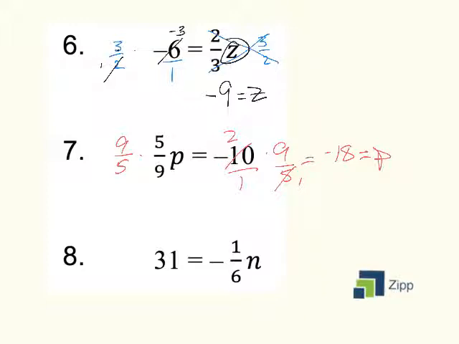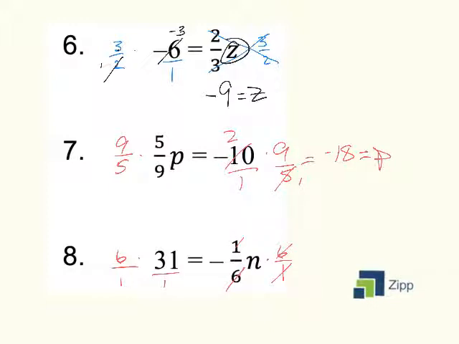Finally, on number 8, same thing. I'm going to multiply by 6 over 1. This isn't going to work out very pretty. I'll cancel the 6's and the 1's. But on the other side, I've got a problem. I don't have a cancellation possibility.